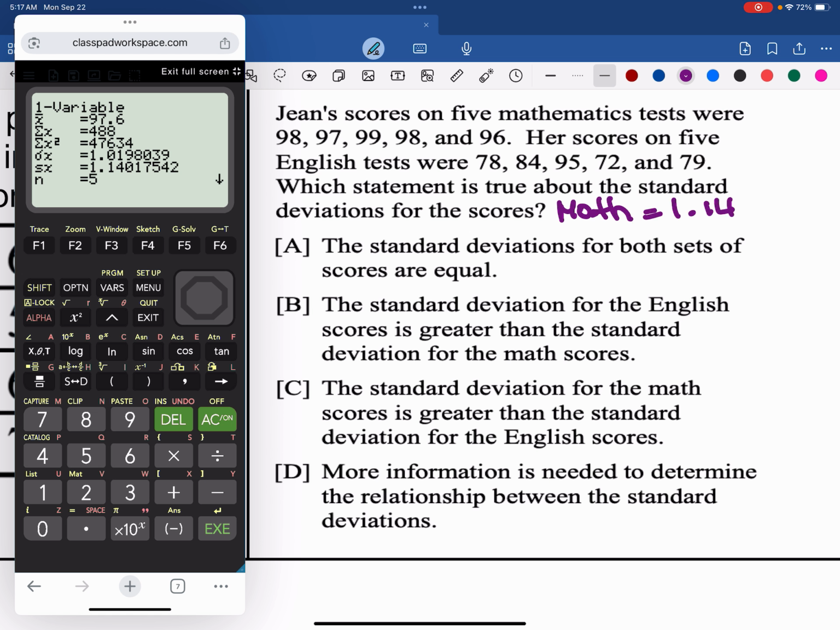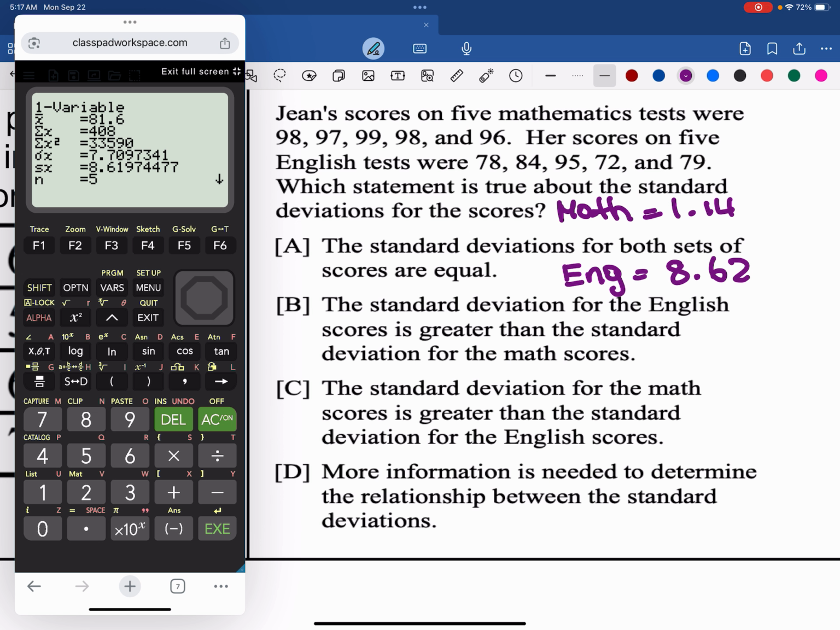Then you're going to hit exit, clear out this data set, and then you want to enter her scores for her English test. So we have 78, 84, 95, 72, and 79. 1 variable stats, and here we see that the standard deviation for English is 8.62. I'm rounding to the nearest hundredth.